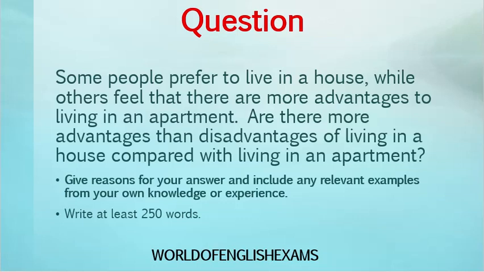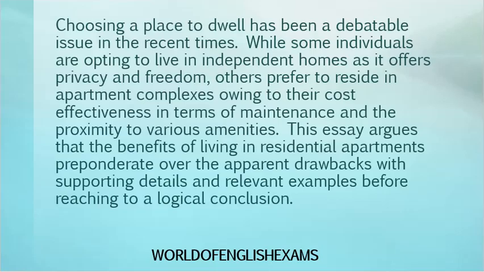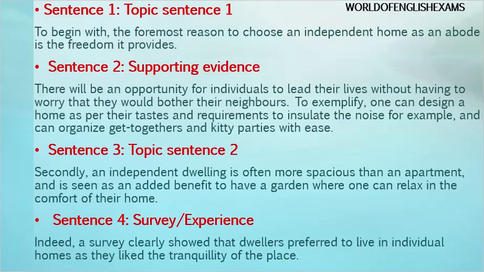So this is the question that we looked at, and let's particularly write body paragraph number 1 sentence by sentence. And before that, what is the view that we have established in the introduction? We supported that residential apartments have a lot of advantages as compared with an independent home. So we should only focus on proving that idea with relevant examples. Now let's see how body paragraph 1 looks. This is the sentence by sentence structure of the body paragraph.